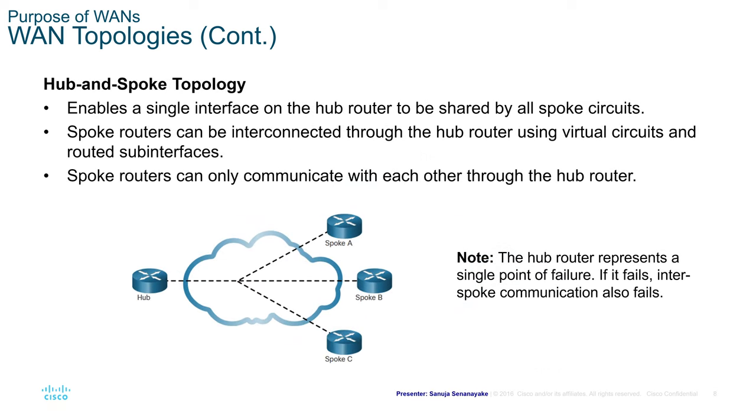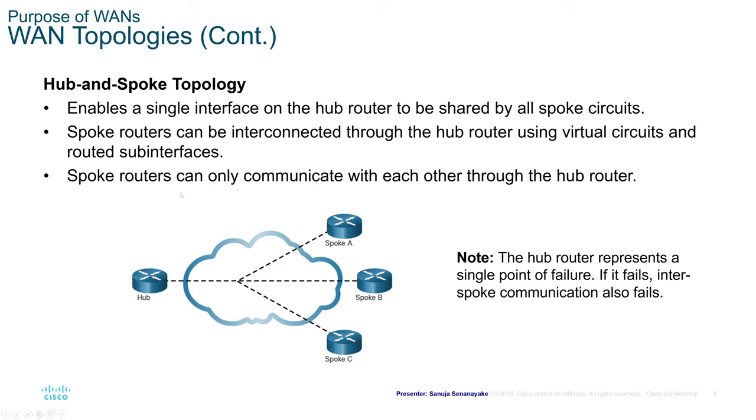Hub and spoke topology. This enables a single interface on the hub router to be shared by all spoke circuits. So that's where the hub and spoke come from. You have a hub, and this hub router will be connected to multiple other routers. These are called spokes. So the spoke routers can be interconnected through the hub router using virtual circuits and routed sub interfaces. Spoke routers can only communicate with each other through the hub router.